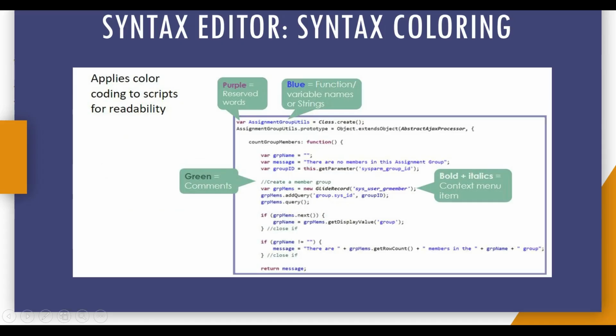Here we are talking about how the color is applied. A variable being declared is in purple. Once the variable is declared, it is in blue. Comments are in green. Bold plus italics means it is referencing a table, and we can directly open the table from the scripting area itself. The code should be in the most readable form, that's why color coding is followed.